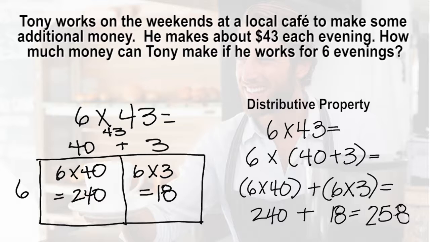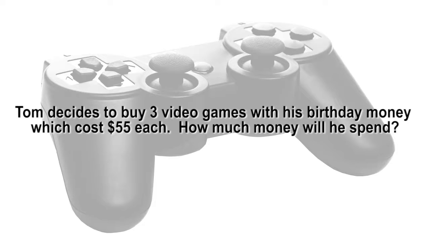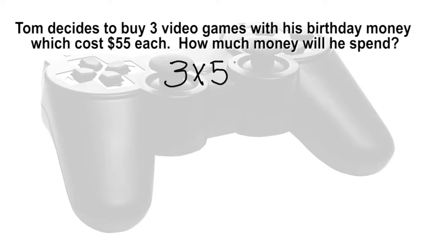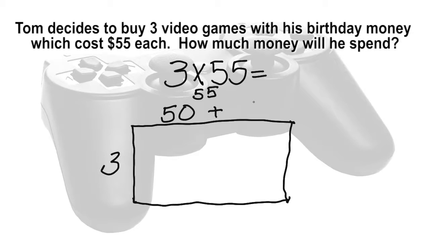Let's try another problem using the open area model. Tom decides to buy 3 video games with his birthday money, which cost $55 each. How much money will he spend? Let's draw an open area model for 3 times 55. We start with a rectangle and label the row as 3 and the columns as 55. We decompose 55 into tens and ones, 50 plus 5, and draw a vertical line to separate the tens and ones.